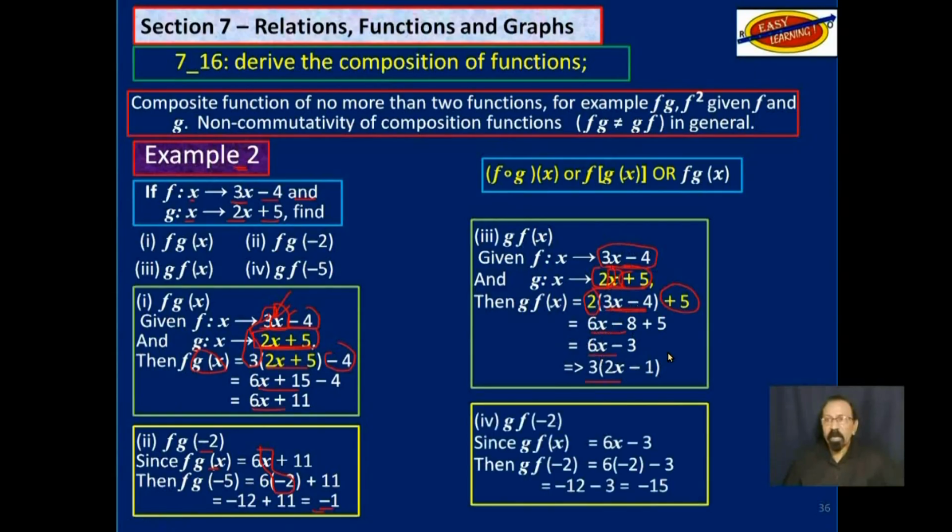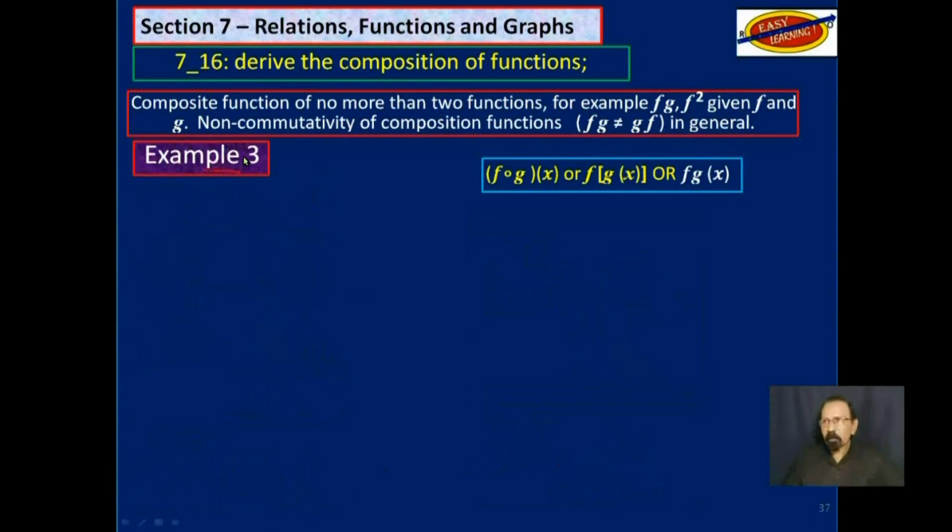And then if we want to find g of f of -2, we know what g of f of x is. This time we will let x be -2. So we just replace x with -2, simplify, and we get -15. So if you compare the two things, they are not the same. That was example 2.